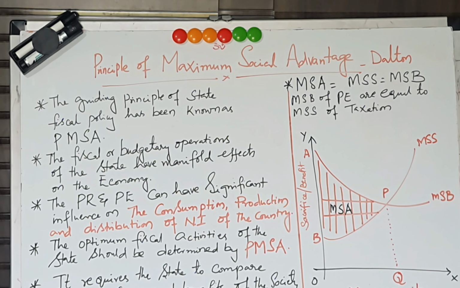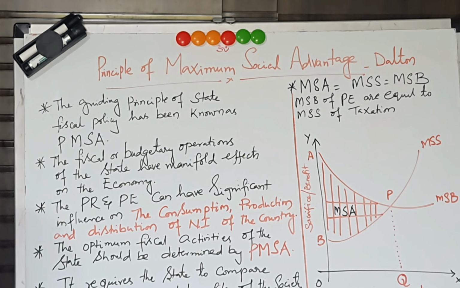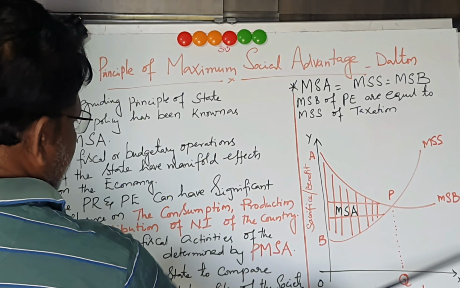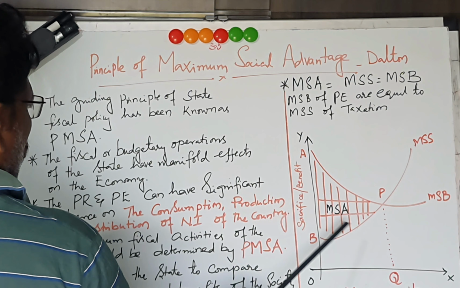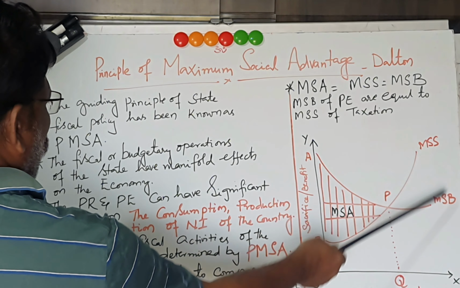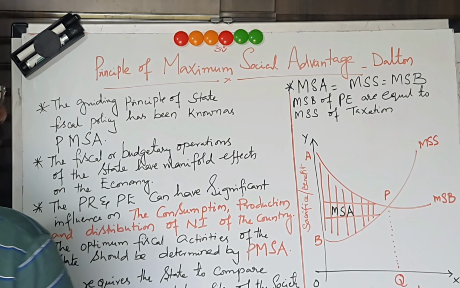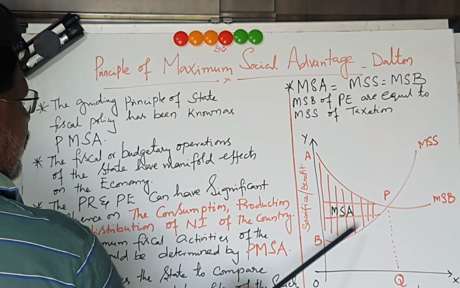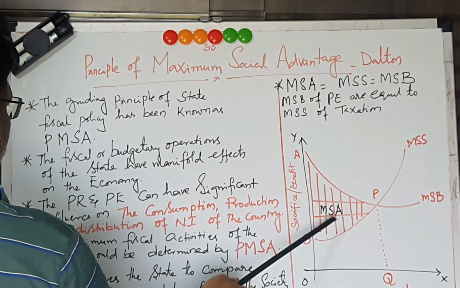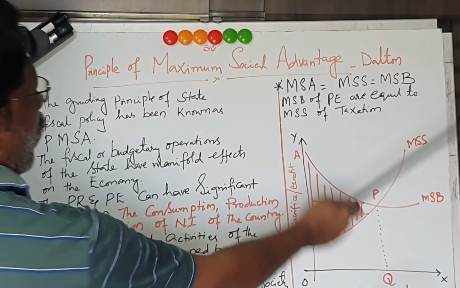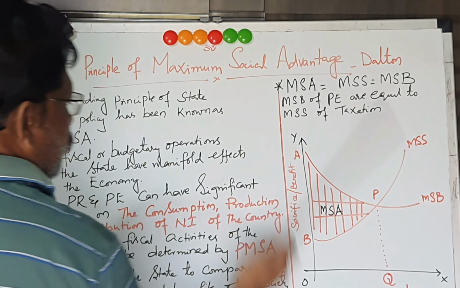The point where sacrifices are equal to the benefits. In this diagram, you can take the OX axis as money units, OQ money units. OP is the point where MSS is equivalent to the MSB. The MSS curve is an upward sloping curve. It implies that when the government imposes more taxation, the sacrifice levels of the people, the set of people who are paying the taxes, are increasing. That is represented by the MSS curve.